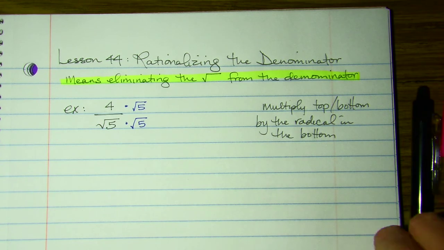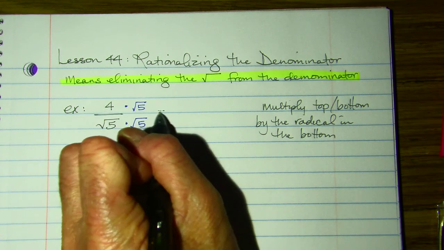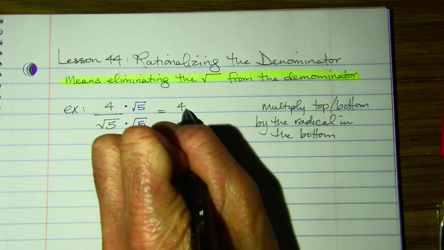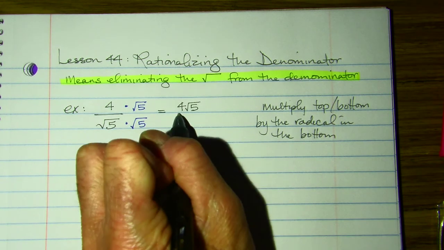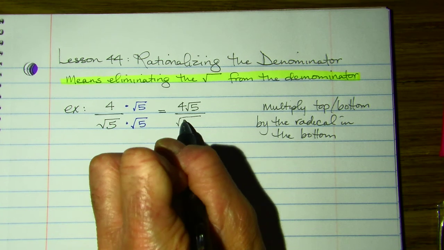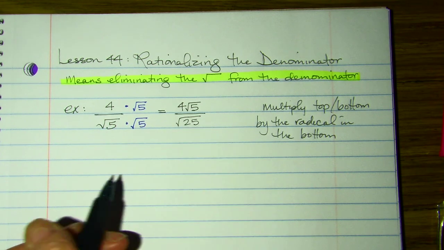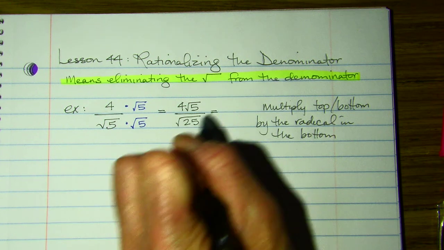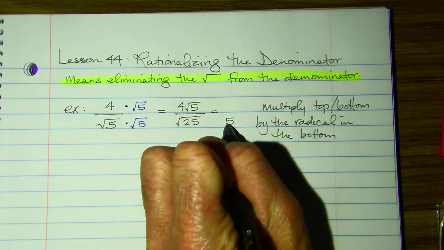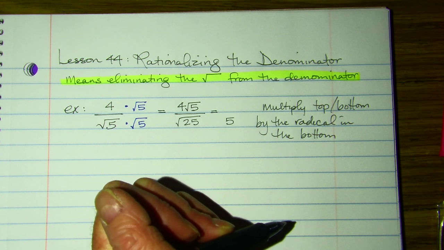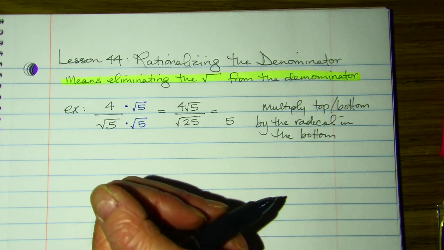So I'm going to multiply the top. These are different. They do not both have the square root, so I'm going to write them next to each other, 4 root 5. The bottom, however, both have the root symbol, so I get to write the square root of 25. Now you might be thinking, okay, that didn't get rid of it. Not yet, but what is the square root of 25? Well, the square root of 25 is 5, and that's how you get rid of it, because when you multiply two identical radicals, you get the number inside.